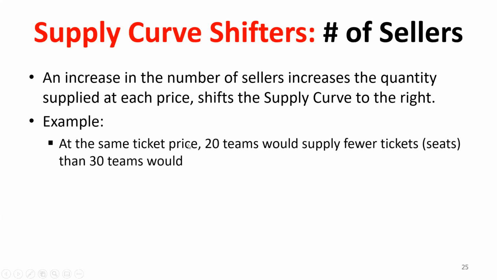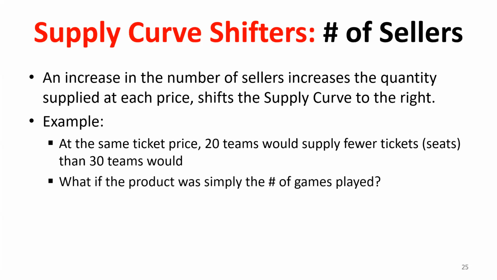You can think about it as, if we're thinking about the market for NFL tickets or NBA tickets, whatever league, even if all the prices were the same, 20 teams wouldn't be willing to supply as many tickets as if we had 30, right? Once we have 30 teams, we have a whole 10 more teams that are supplying tickets at that same price, okay?